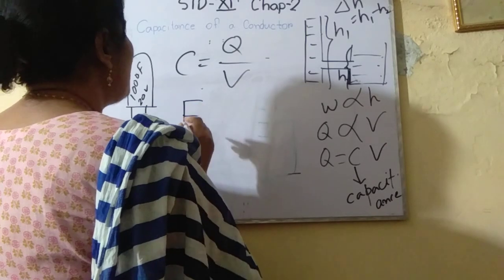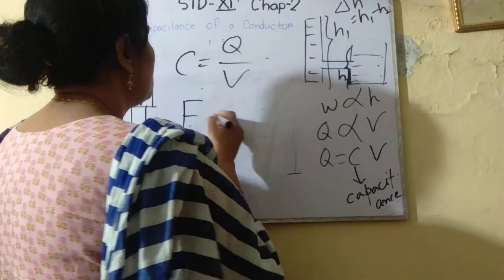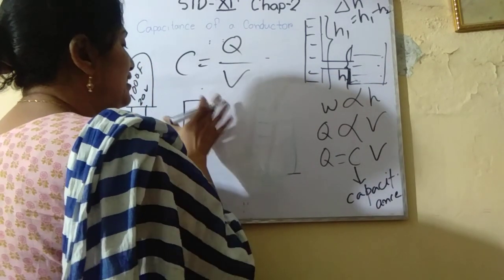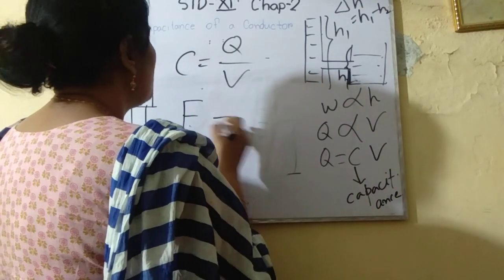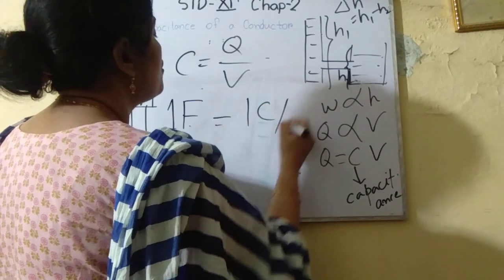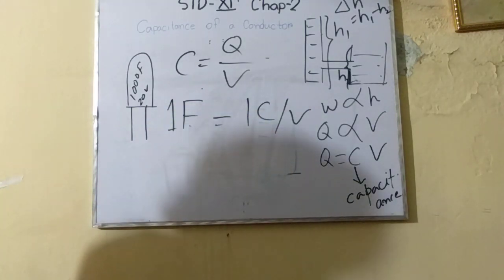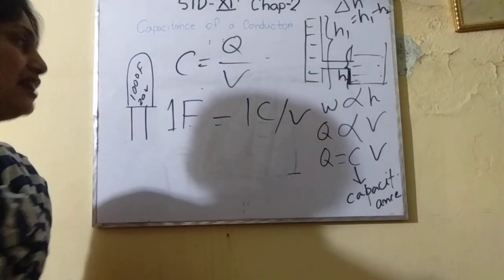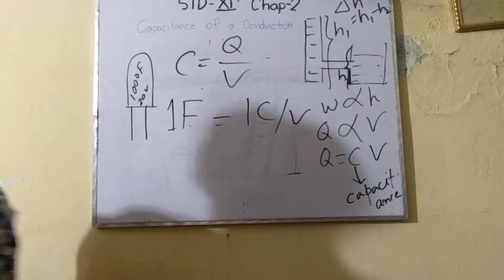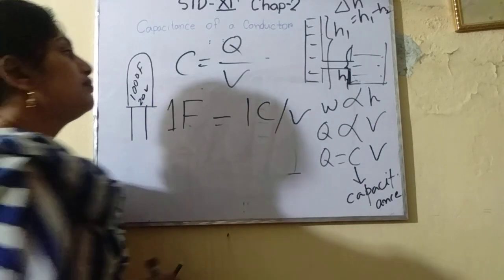Okay, and its unit is what? Farad. Okay, its unit is Farad. Simply F can be written, capital F. And 1 F equal to 1 coulomb per volt, because you know the unit of charge is coulomb and the unit of potential difference is what? Volt. So 1 farad equal to 1 coulomb per volt.